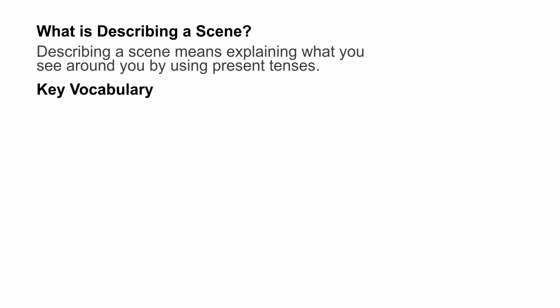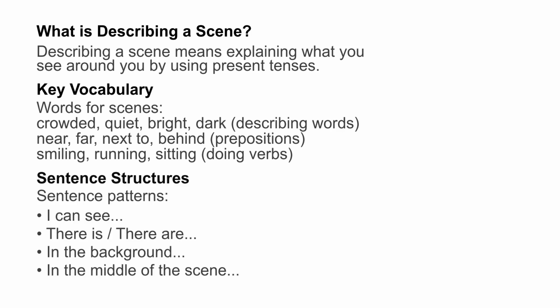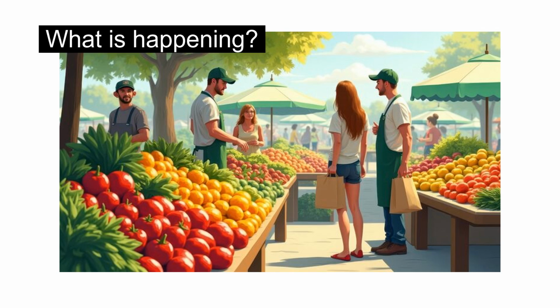Key vocabulary we use for describing a scene: crowded, quiet, bright, dark. They are called describing words. Near, far, next to, behind. They are prepositions. Smiling, running, sitting. These are doing words. Sentence structures: I can see, there is, there are, in the background, in the middle of the scene. Now follow some examples.